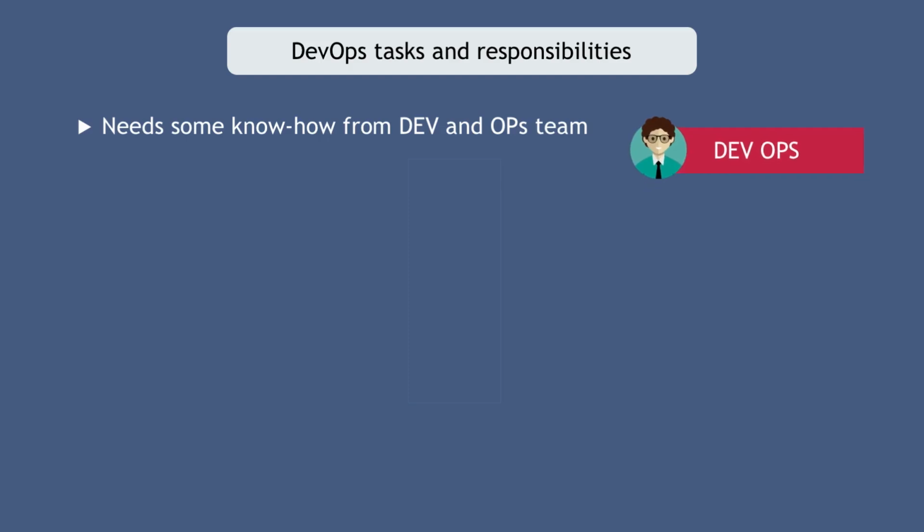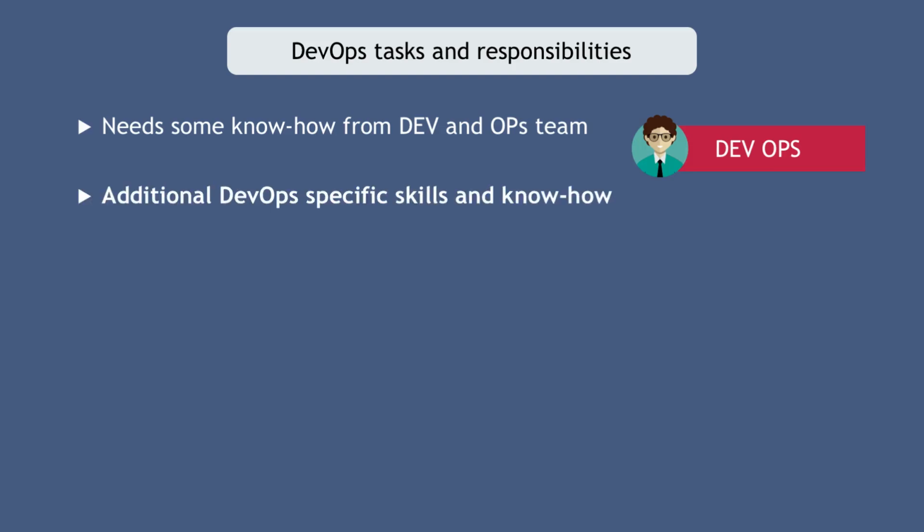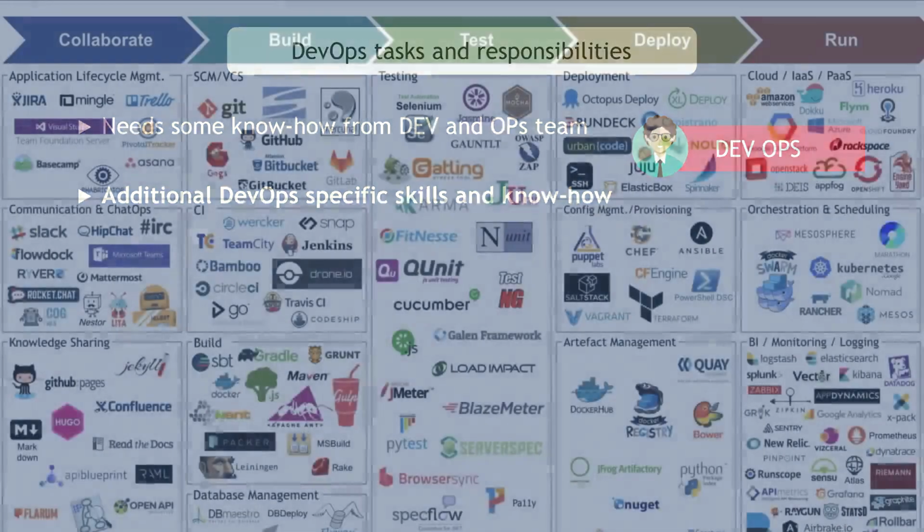However, and that is the reason why DevOps actually became its own thing, in addition to this subset of skills on both sides, DevOps has evolved to have its own specific, unique skills and technical know-how on top of all that. And that skill set and know-how encompasses the DevOps tools that we know today.